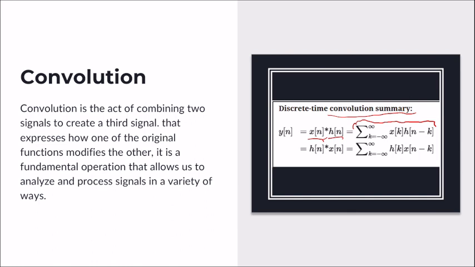In other words, the convolution of two signals can be explained as obtaining it by sliding one of the signals, usually h of n, over the other, which is x of n, and then multiplying the two at each point of the overlap and summing the products. The resulting signal y of n describes how the system represented by h of n modifies the input signal x of n.